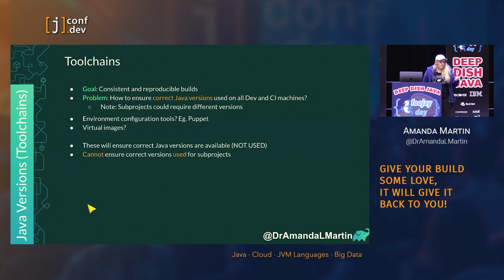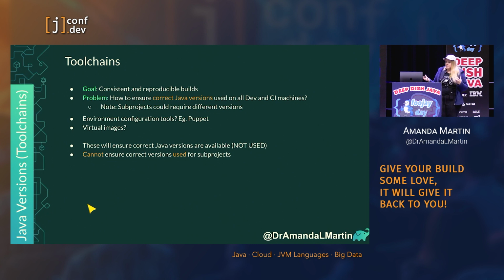Now, you might have heard of different infrastructure provisioning tools like Puppet. Has anyone used Puppet? You have? Okay. I never actually used Puppet. And there are, of course, virtual images. If you use these tools, you can make sure that you have the correct version of Java available for the user.